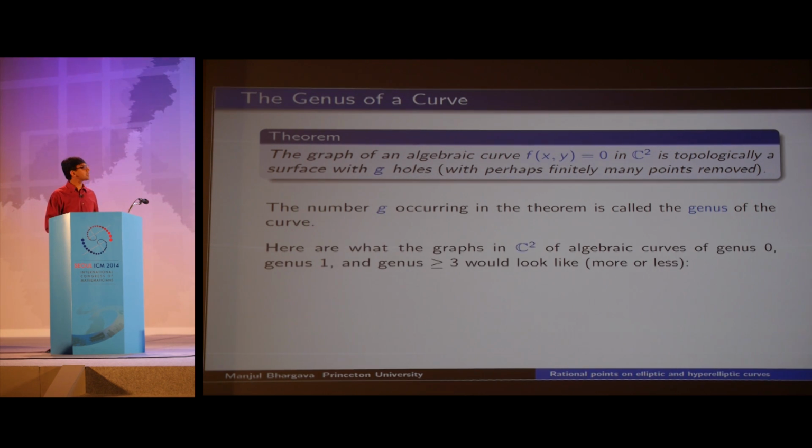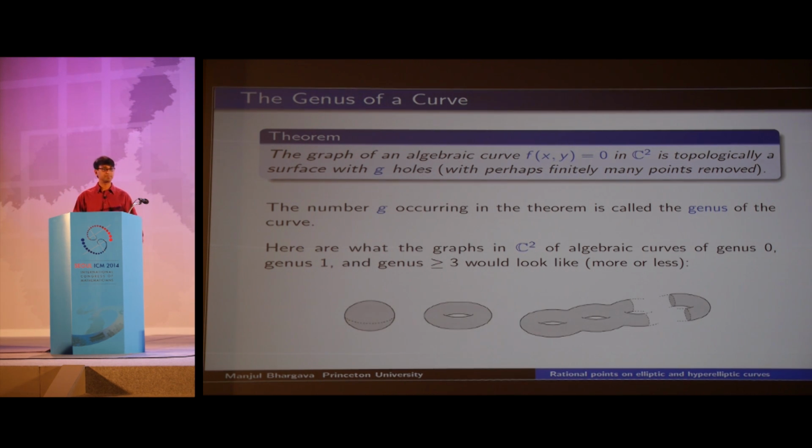And here are what the graphs in C² of algebraic curves of genus 0, 1, and greater than or equal to 3 would look like. So the first graph there is just a sphere, something topologically equivalent to a sphere. It has no donut holes, and so it has genus 0. The next one is the surface of a donut. It has one donut hole, so it has genus 1. And then the next figure has multiple donut holes, and so it has genus, well, it seems to have at least 3 holes there, and so it has genus at least 3. Okay, so these are typical examples of what the graphs of h of x,y equals 0 would look like in C².